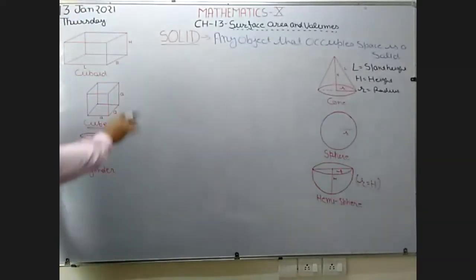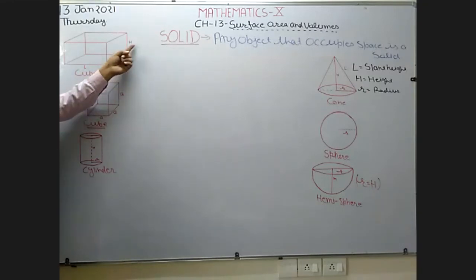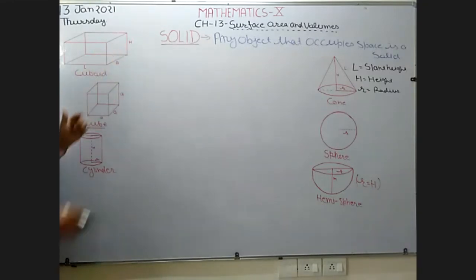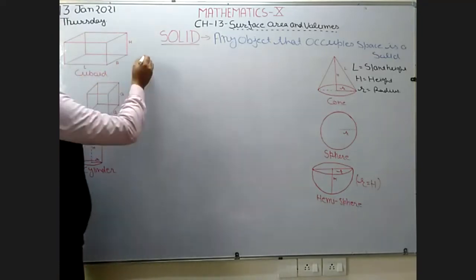Now see on the board. This is the shape of a cuboid. L stands for length, B stands for breadth, and H stands for height. So a cuboid has length, breadth, and height. How are you going to find the volume?